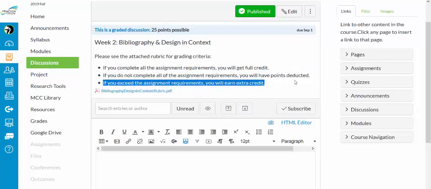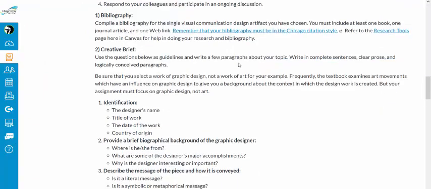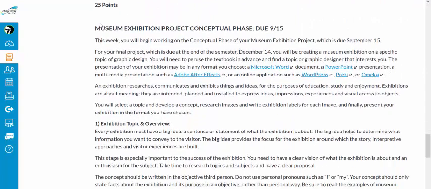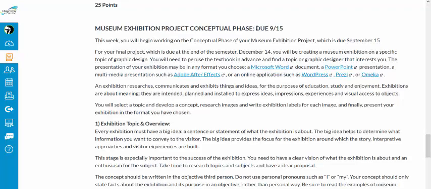This week you will also begin working on your museum exhibition project, the conceptual phase, which is not due until September 15th. So you have plenty of time to come up with an idea about your project. So what you're going to be doing is creating a museum exhibition on a specific topic of graphic design, which means that you'll need to look through the textbook in advance and find a topic or a graphic designer that interests you.